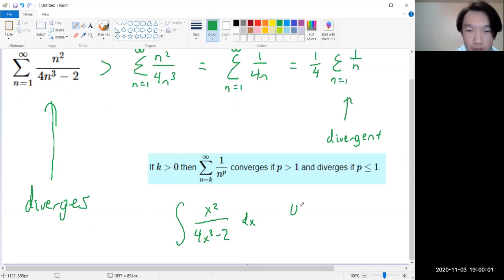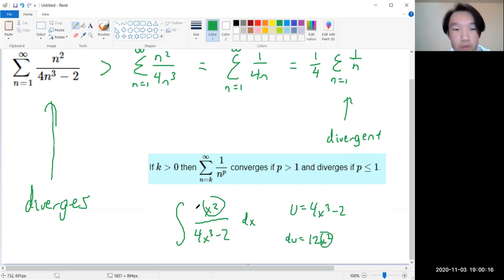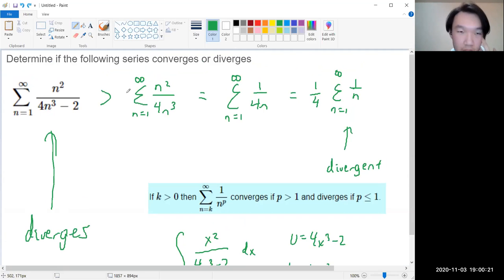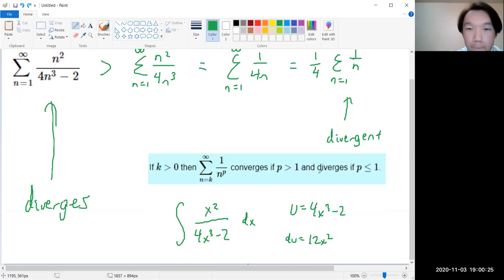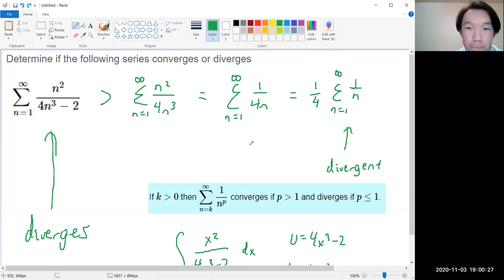So if you let u equals 4x to the third minus 2, then du is 12x squared. And if you have x squared here and you have x squared here, then this is actually doable. So the integral test was another option, but I guess the method we used over here is probably much simpler. Yeah, that's pretty much it. Anyone else have questions?